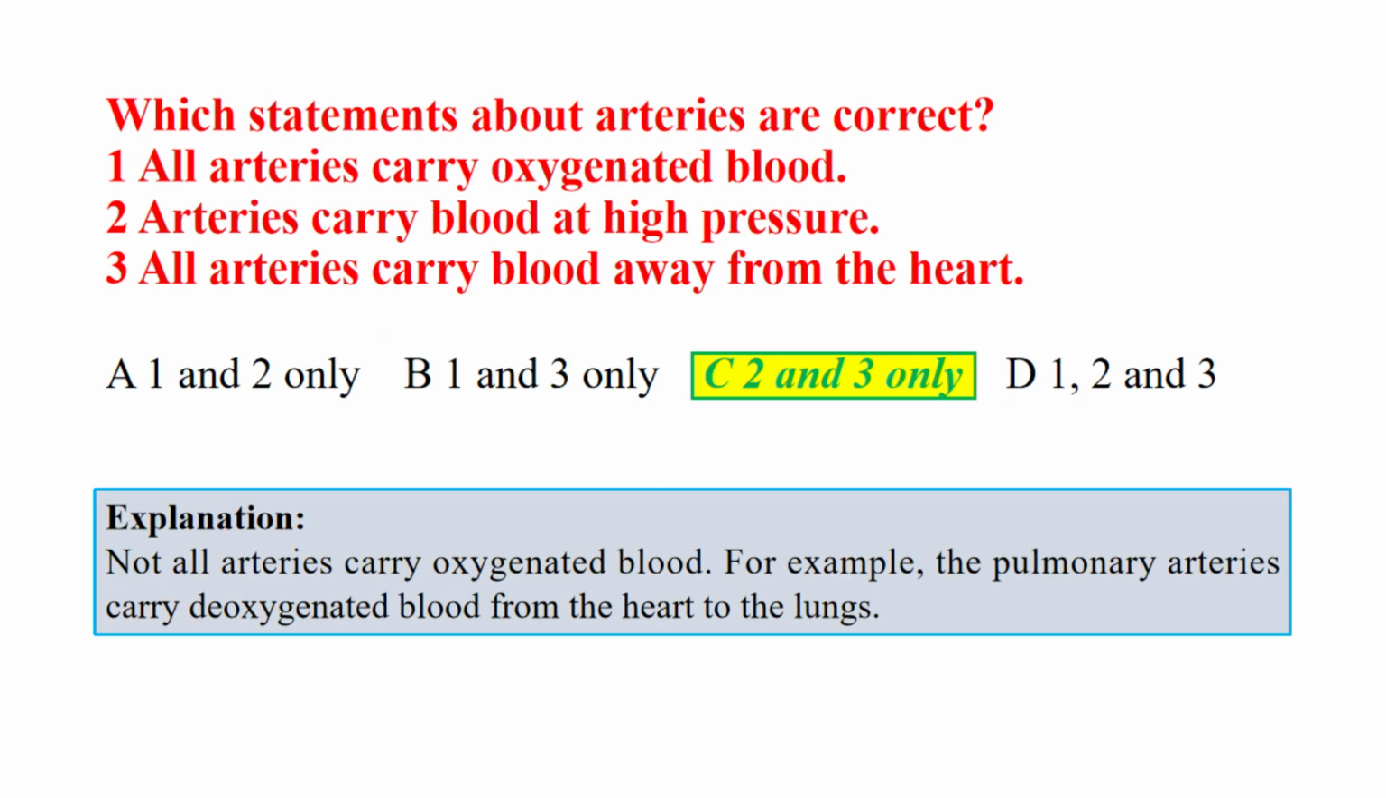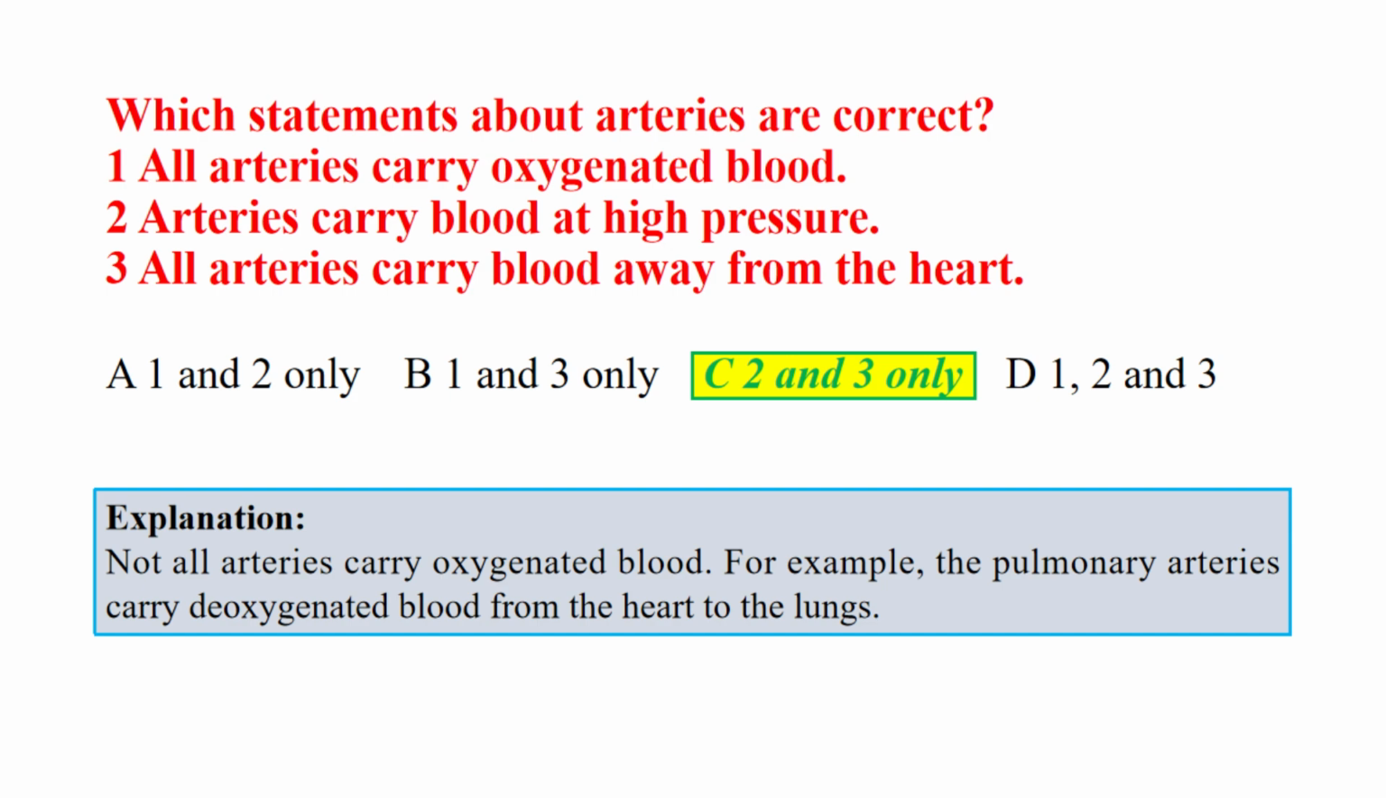The next question is which statements about arteries are correct? 1. All arteries carry oxygenated blood. 2. Arteries carry blood at high pressure. 3. All arteries carry blood away from the heart. Your options are A. 1 and 2 only. B. 1 and 3 only. C. 2 and 3 only. D. 1, 2, and 3. The correct answer is C, 2 and 3 only.